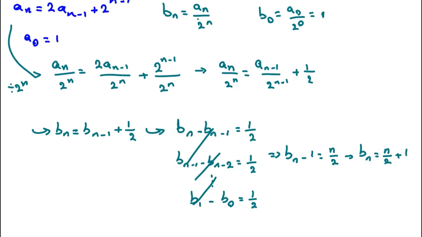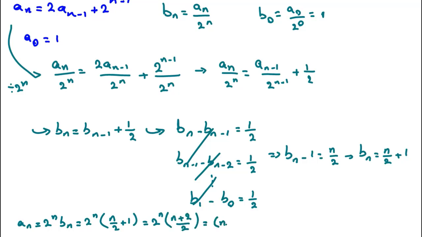Now A_n is what? A_n is 2^n times B_n. So A_n equals 2^n times B_n, which is 2^n times (n/2 + 1), which is 2^n times (n + 2) over 2 if you use a common denominator. So it will be equal to (n + 2) times 2^(n-1).